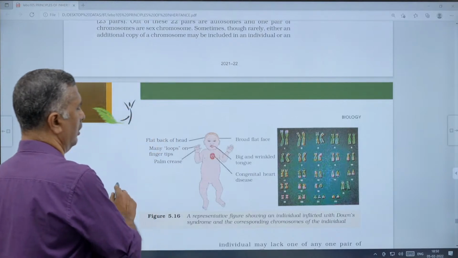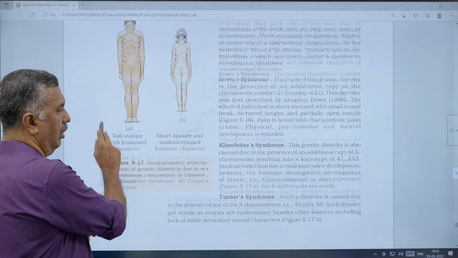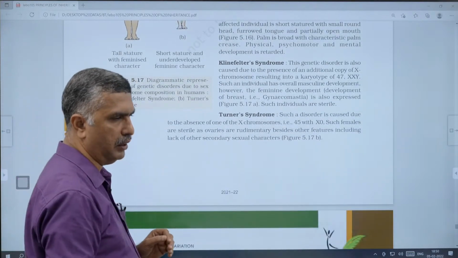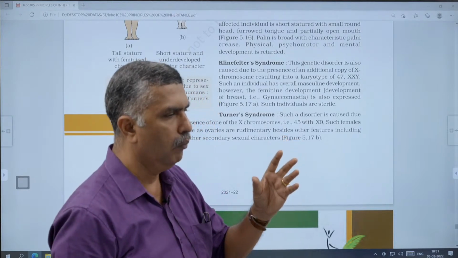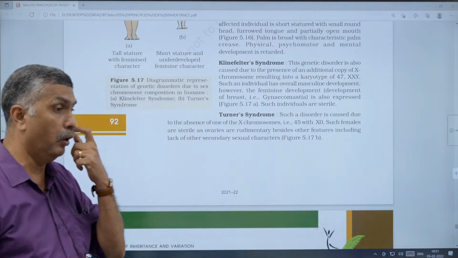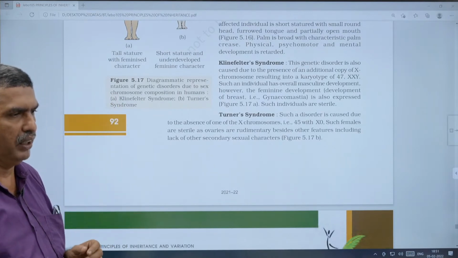So these are the important chromosomal disorders and this chapter is over. But this is only a brief account of the chapter. If you had to complete this chapter in 10 or 12 hours or more, here it will be taken in only 3 hours. But that is only a briefing.